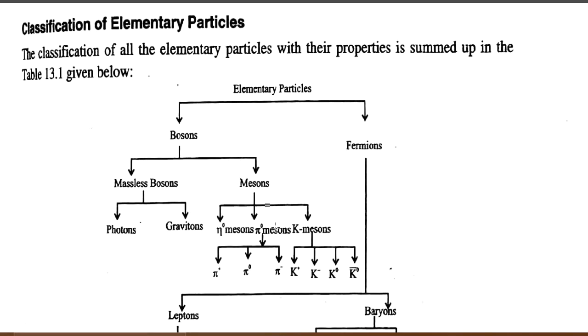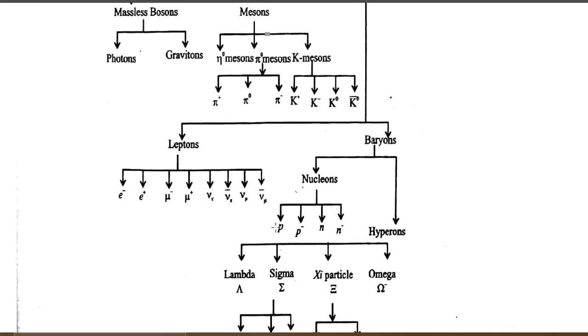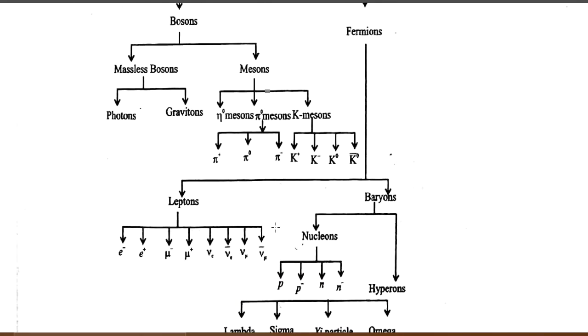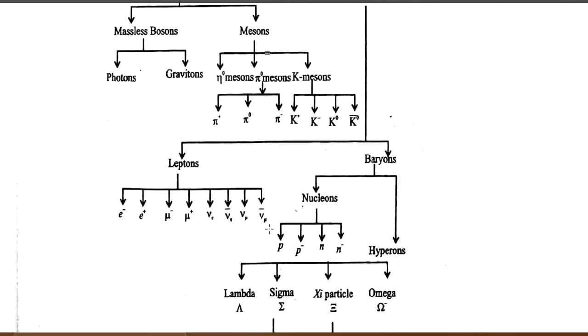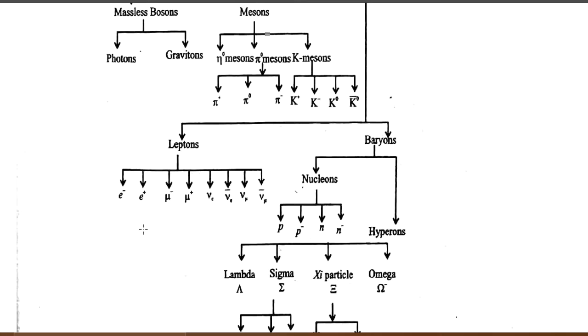Fermions are of two types: leptons and baryons. Fermions obey Fermi-Dirac statistics. Leptons are the following types: e minus electron, e plus positron, mu minus, mu plus, nu e, nu e complement, nu mu, and nu mu complement. Baryons are nucleons and hyperons.